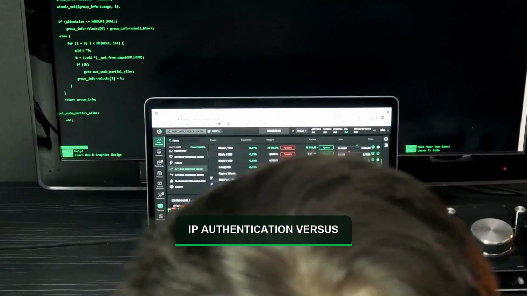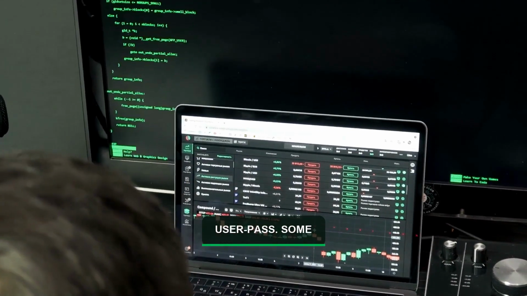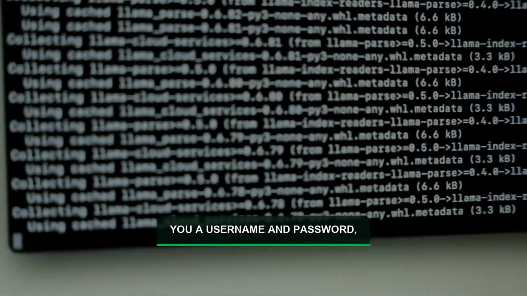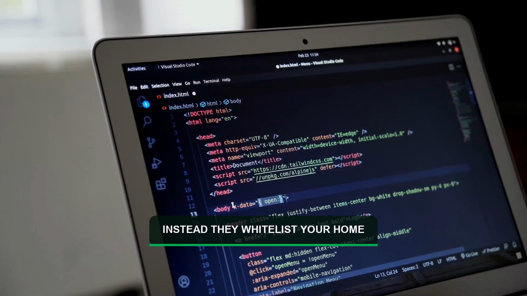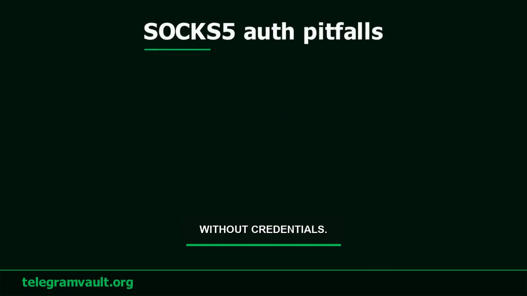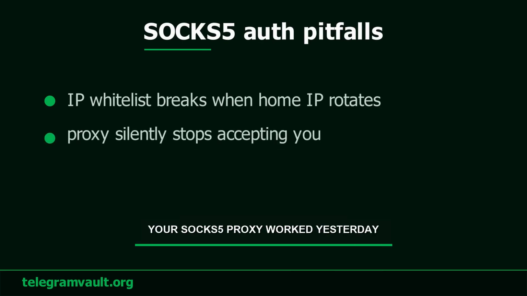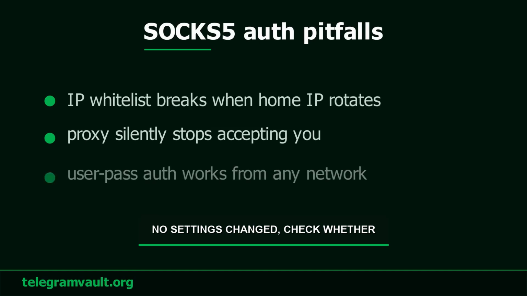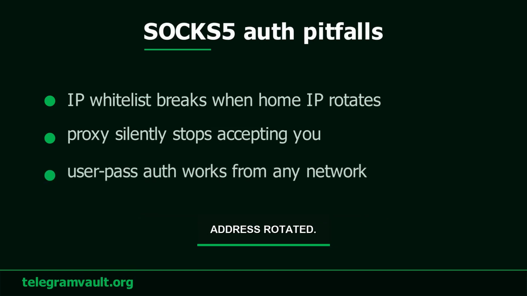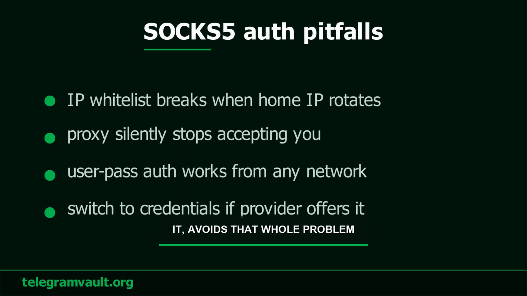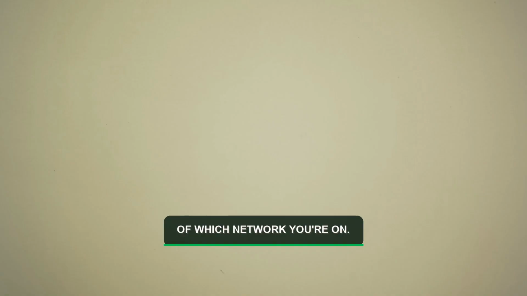Another SOCKS5 trap: IP authentication versus user and pass. Some mobile proxy providers don't give you a username and password. Instead, they whitelist your home IP and let you connect without credentials. That works until your home IP changes, which it does, and then the proxy silently stops accepting you. If your SOCKS5 proxy worked yesterday and won't connect today with no settings changed, check whether it's IP whitelisted and your address rotated. Switching to username and password auth, if the provider offers it, avoids that whole problem, because then your credentials travel with you regardless of which network you're on.